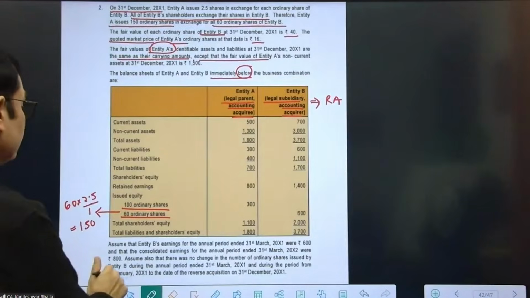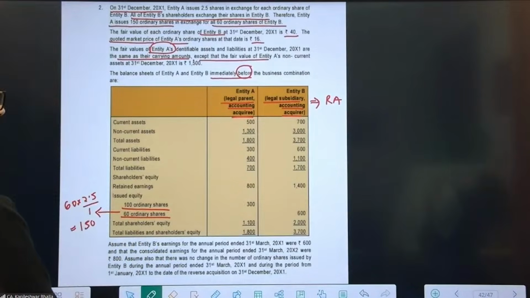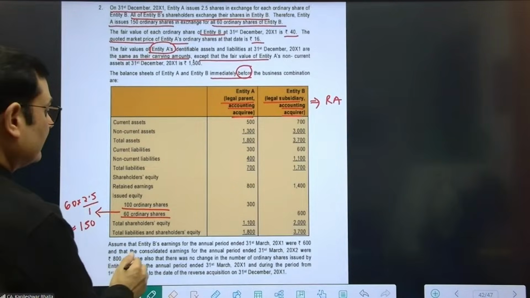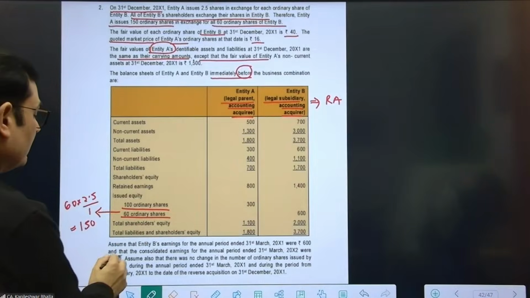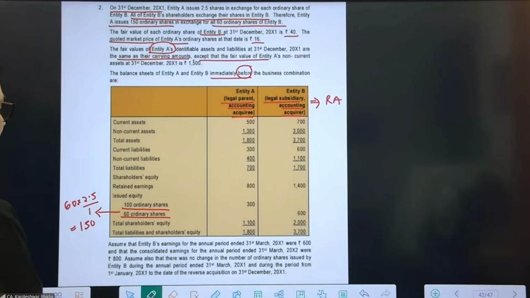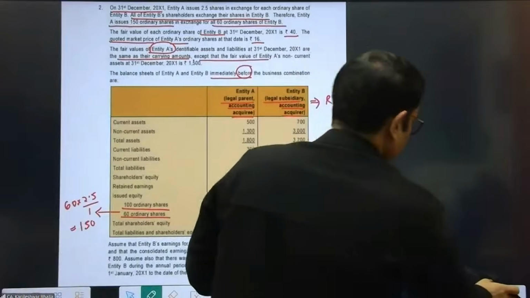Then he says in the end, assume that B's earnings for the annual period are 600 and the consolidated earnings are 800. Assume there is no change in the number of ordinary shares issued during the annual period. And then it says even on the acquisition, that is the status of the number of shares given.